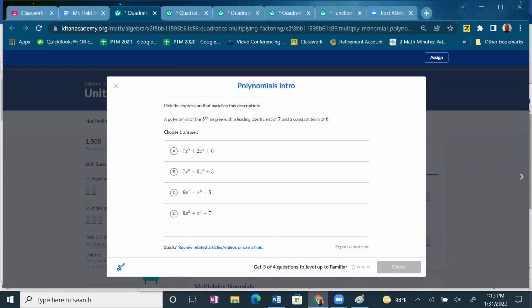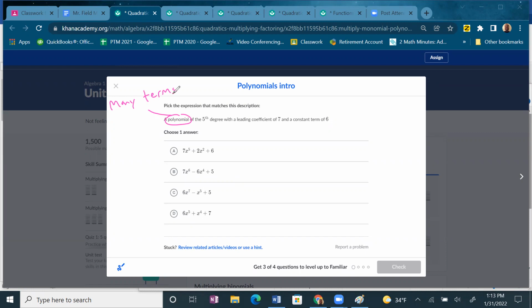Polynomial. First word, polynomial. That means many. Poly means many, and nomial is a fun word for terms, which are the things separated by plus and minus signs. So like all of these have three terms, and I'm underlining the terms.